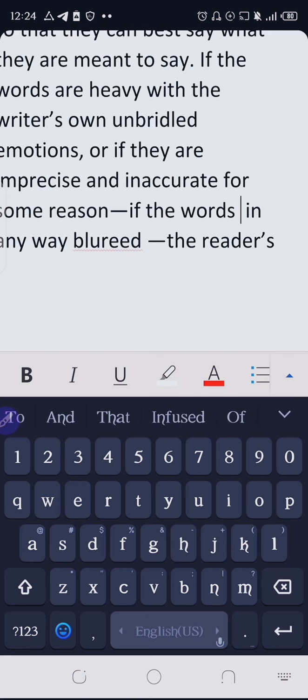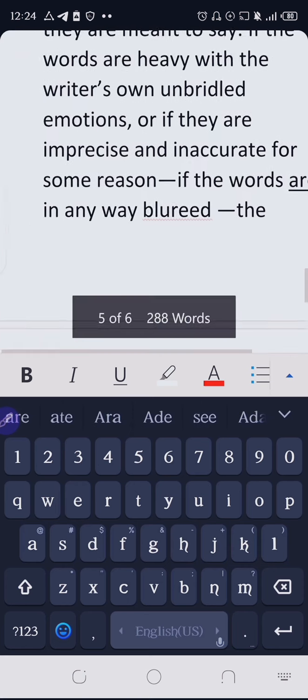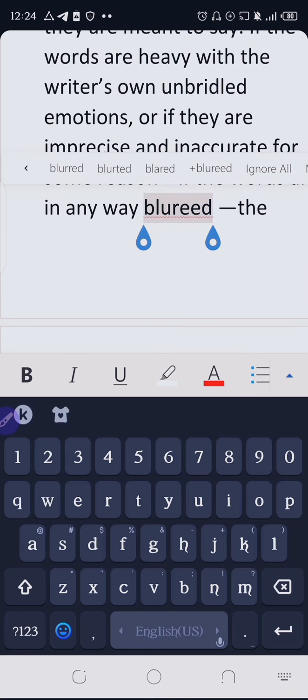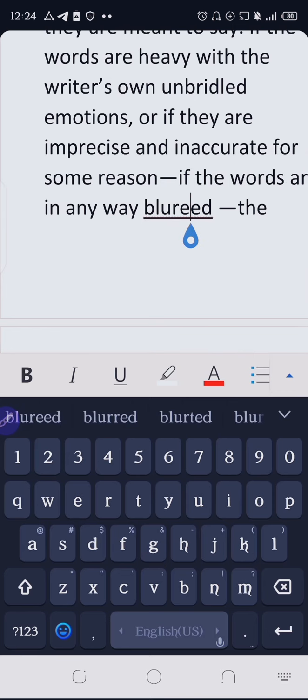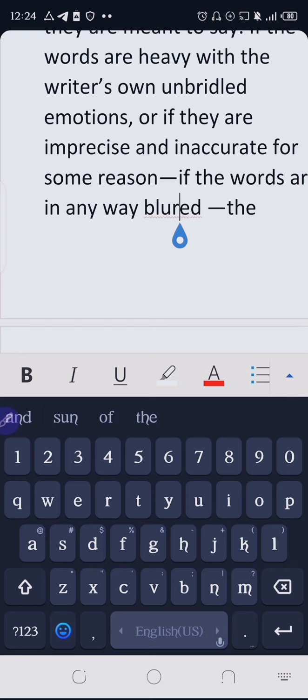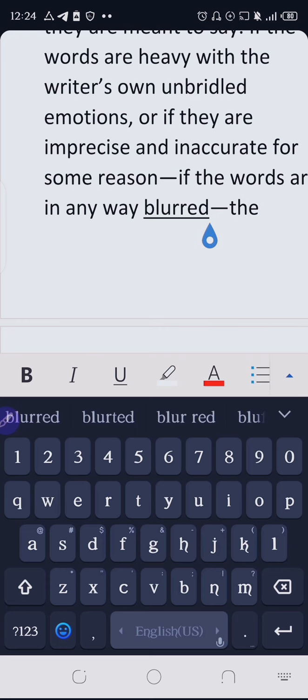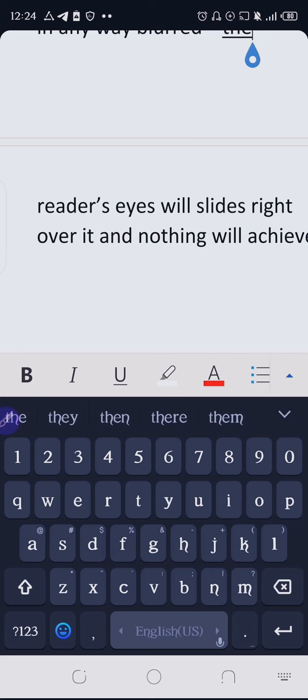If the words are in any way blurred, blurred is wrongly spelled, so that instead of double R we have double E. Let's take out one R, one E, and fix the R in the proper position. Blurred. So remember, close up the space. Blurred. The reader's eyes will slide.